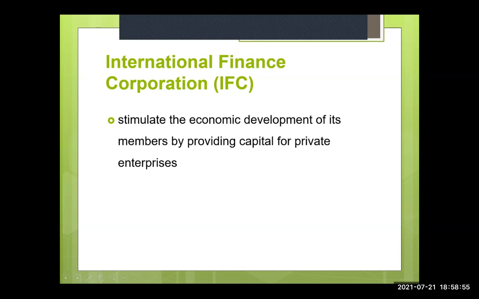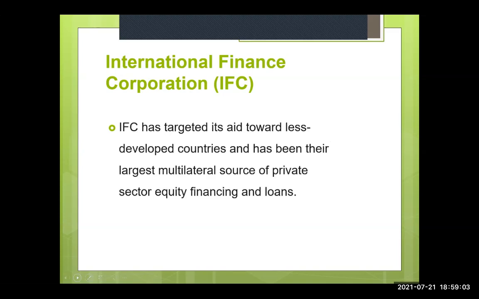All right, so the IFC stimulates the economic development of its members by providing capital for private enterprises, right? So the IFC has targeted its aid towards less developed countries and has been their largest multilateral source of private sector equity, financing, and loans.